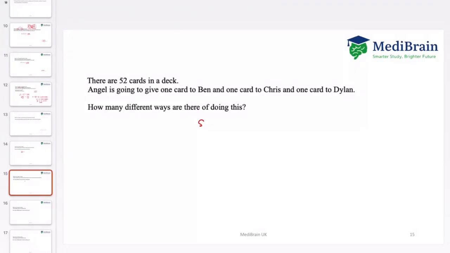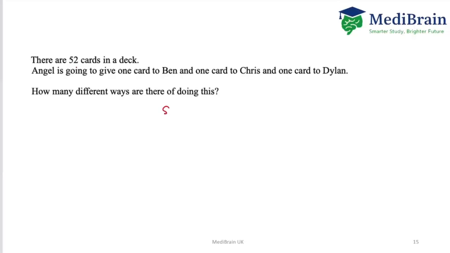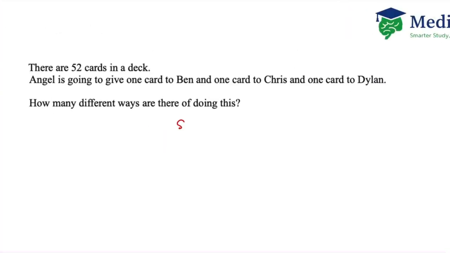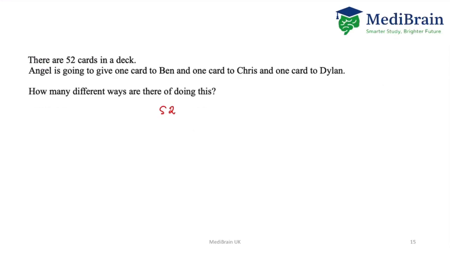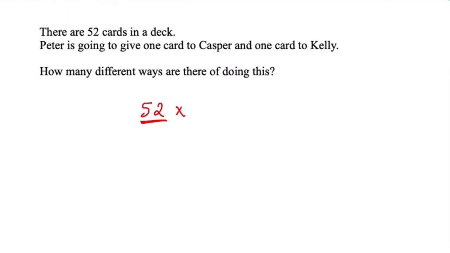Just a minute. Okay, so we had 52 cards. And that's how many Ben has to choose from. And now, one minute. This is a different question. We had 52 cards that Casper has to choose from, and now we've given one card to Casper. How many does Kelly have to choose from?